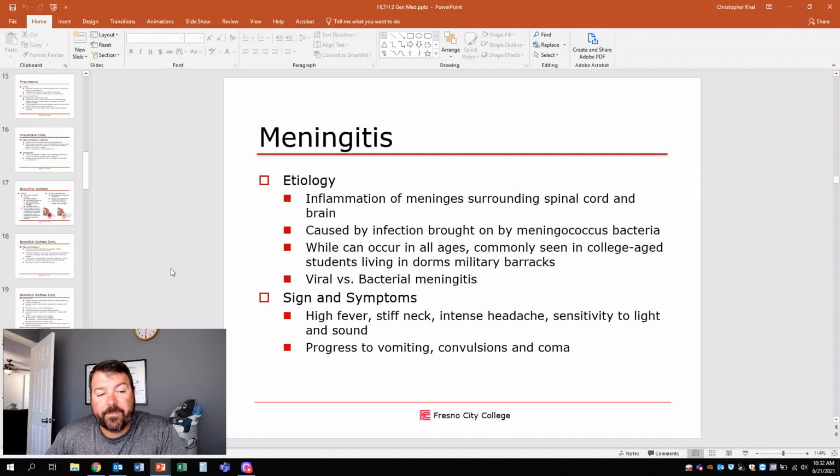Signs and symptoms: high fever, stiff neck, intense headaches, sensitivity to light and sound. Meningitis can kill you, so it's very, very important to get it checked out immediately. Progressive vomiting, convulsions, coma. The big ones are the high fever, the stiff neck, and intense headaches. These are what they look for when infants first go in, crying uncontrollably because they can't speak and can't turn their head because it hurts too much. Then they'll be checked out for meningitis.